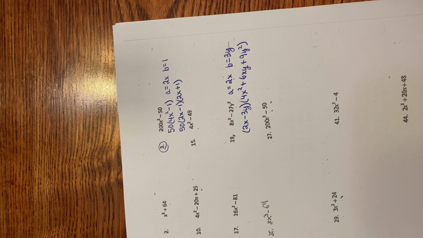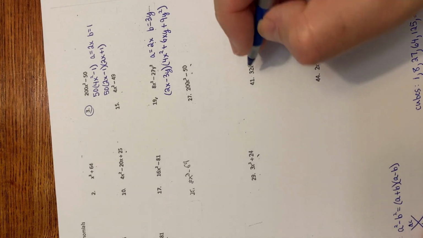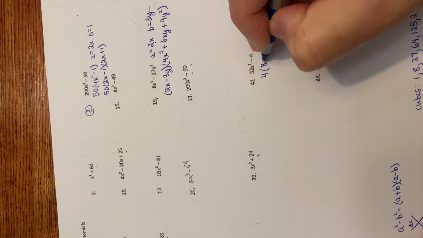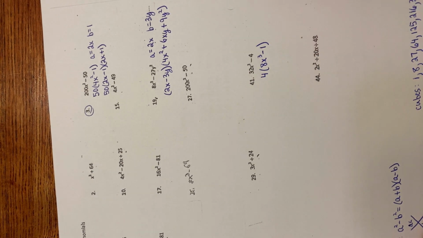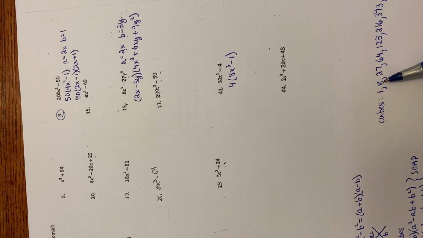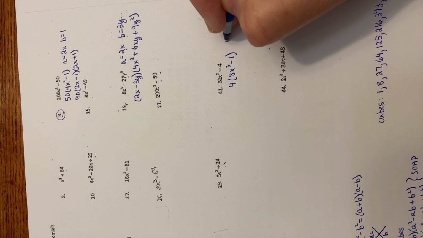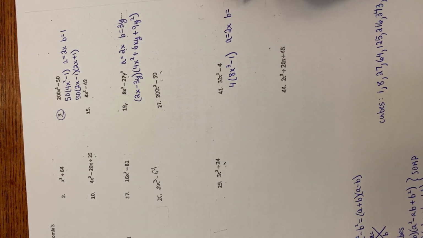All right, let's try one more, and then you have the rest of them. Again, always look for that GCF. I see a GCF on this one. The GCF is 4. If I take out a 4, I'm left with 8x cubed minus 1. But I see 8 is on the list of cubes. So is 1. Could this be a difference of cubes? Yes. In this case, A is 2x and B is just 1.